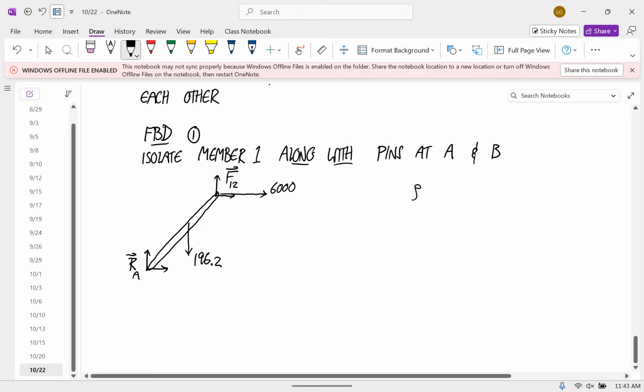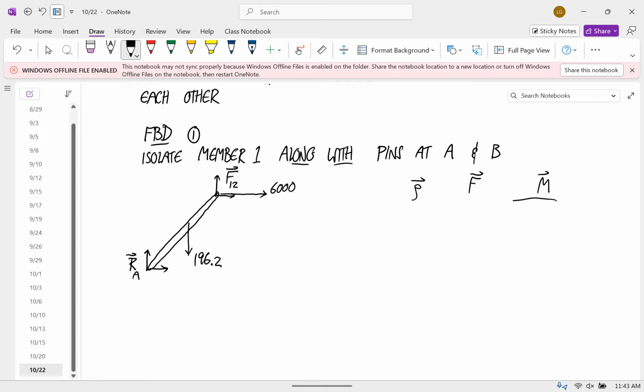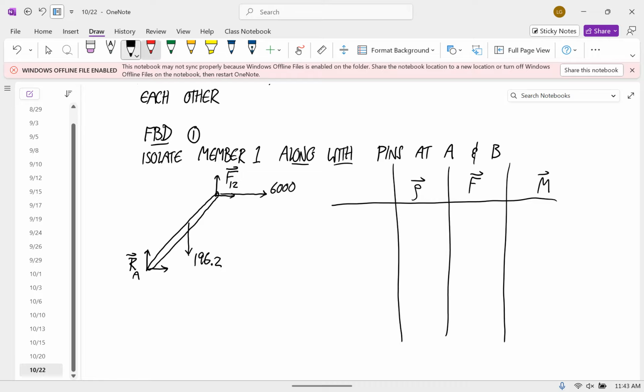And now I'm going to go row, force, moment. I'll put my about point down here. This is an equilateral triangle, so that angle is 60 degrees. So I'll start with RA. Row vector is 0. Force vector is RAX, RAY. Moment is 0.